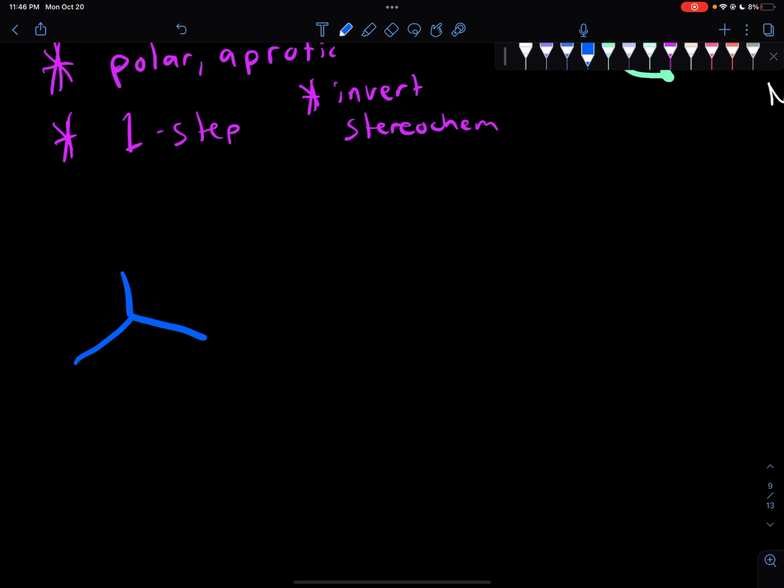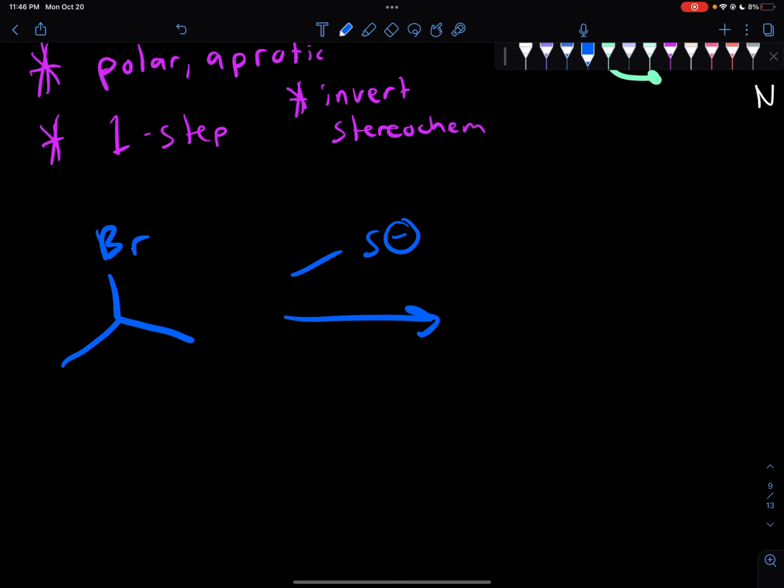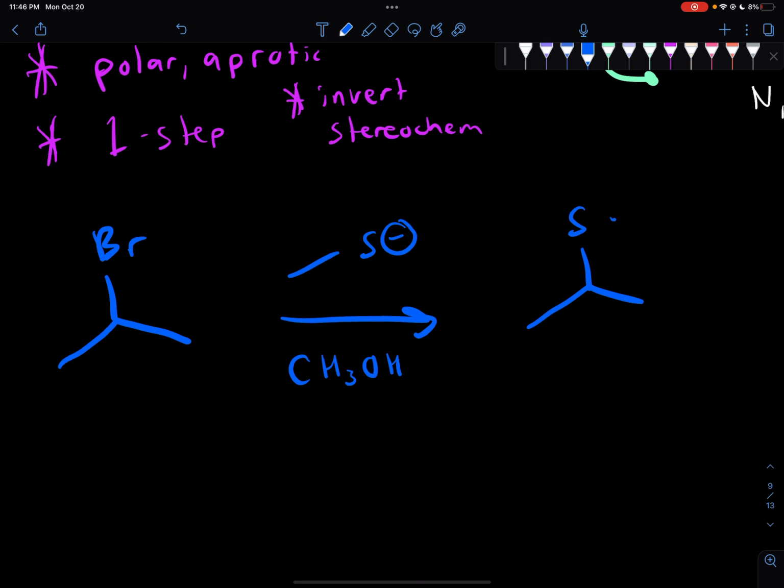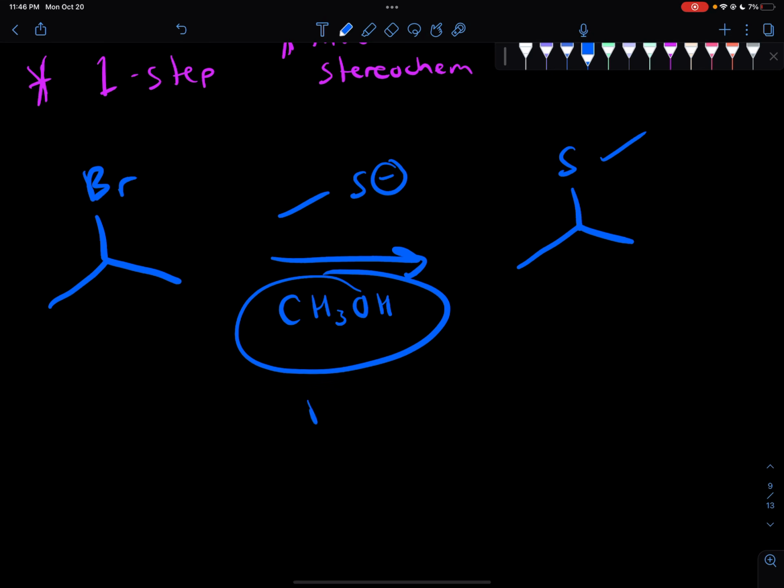If you have this and you're reacting with this, and then my solvent is CH3OH, this will still do SN2, okay? You'll still get this. But like I said, this right here is a protic solvent. I'm still getting SN2. Why?